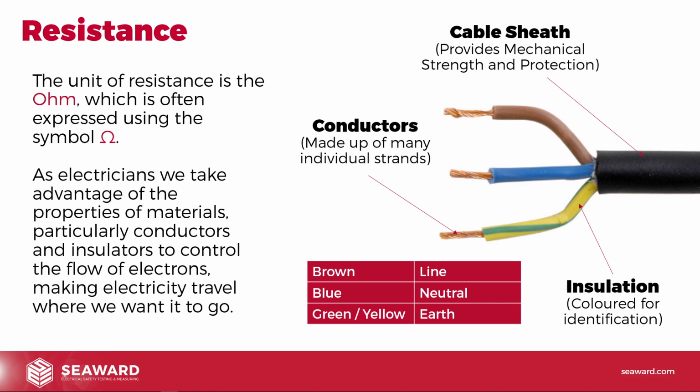Then we have the blue wire, which is the neutral. That's generally what most people would call it. And then we've got the yellow and green, which is the earth, or the protective earth, or sometimes referred to as the ground.